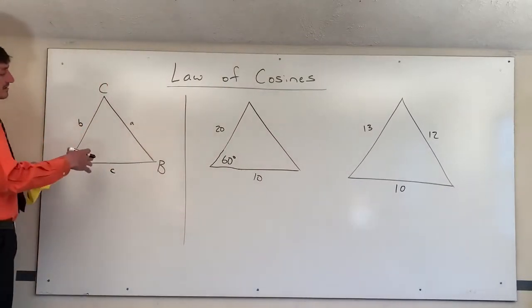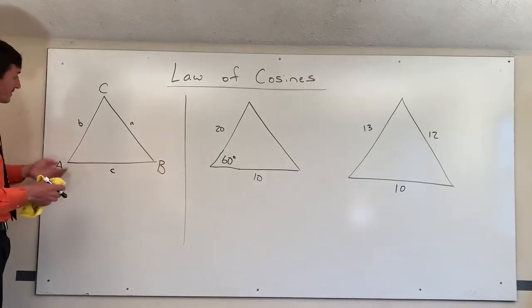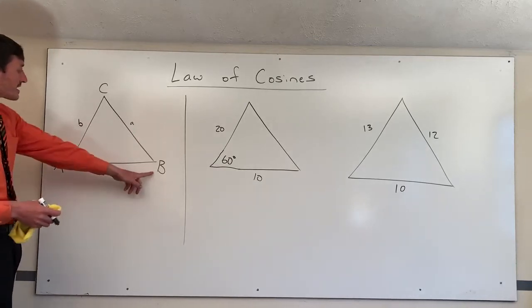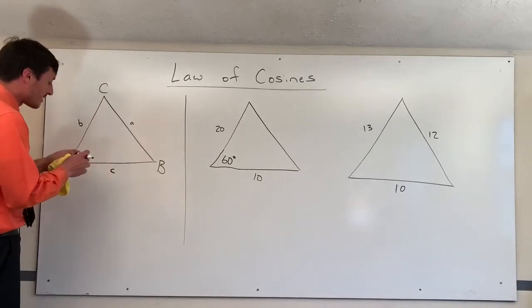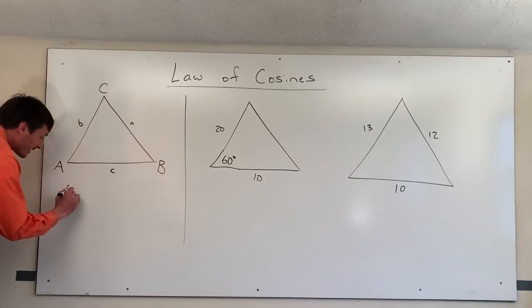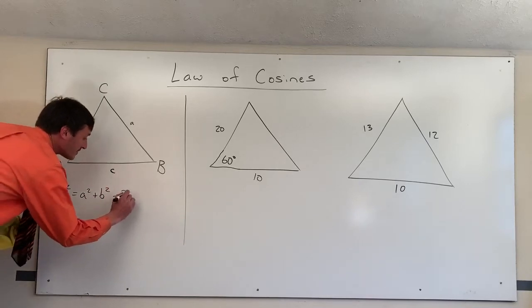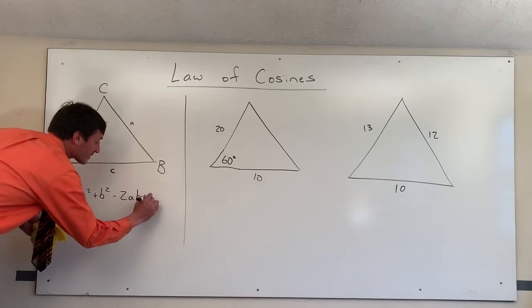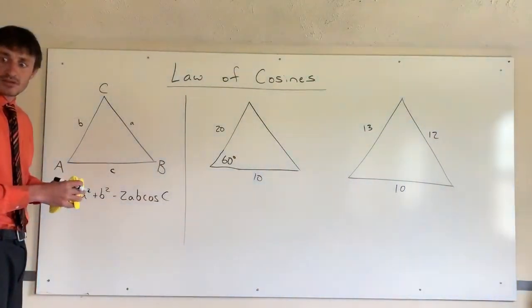Over here on the side of the board, we have a triangle that's arbitrarily named, angles A, B, and C. And then we have side length A, which is opposite angle A, side length B, which is opposite angle B, and side length C, which is opposite angle C. And again, this is our convention. And what does the law of cosines say? It says that side length C squared is equal to A squared plus B squared minus 2AB cosine of angle C. Okay? So what is this really saying?